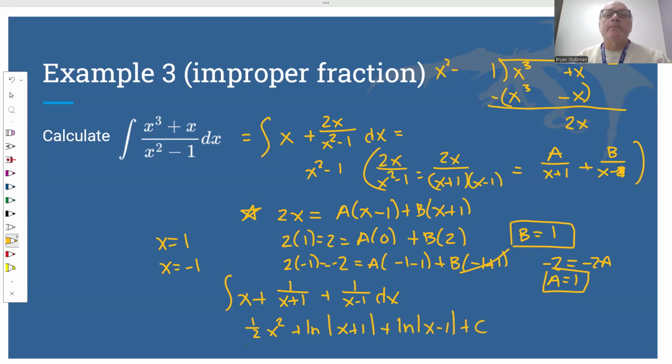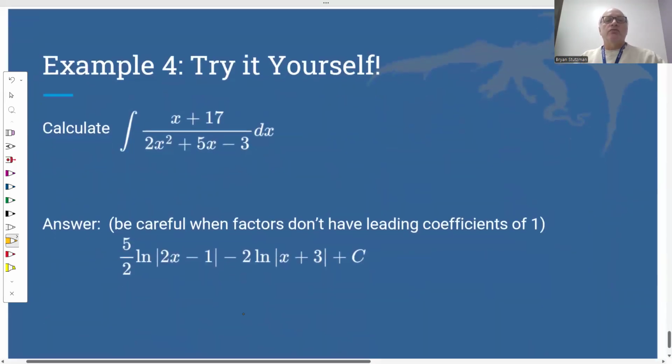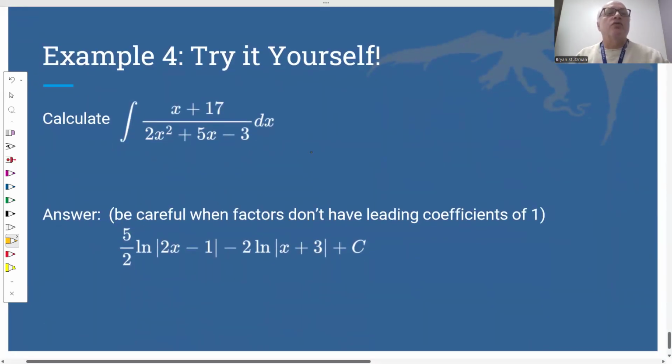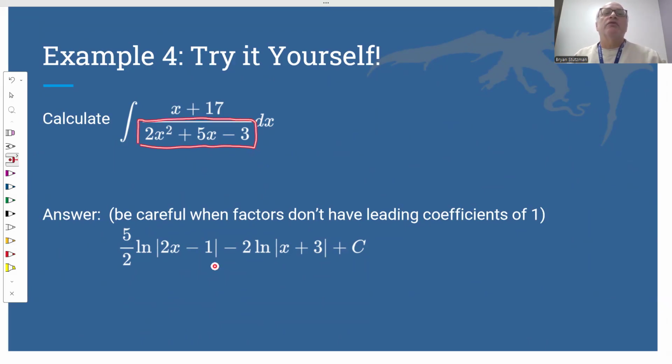I'm going to leave one for you to do. This one, it's a proper fraction, so we're not going to have to do long division, but you're going to have to find out first, you have to remember how to factor the denominator. So it's going to factor into 2x and x plus or minus something. And be careful when you find the antiderivatives, because for the antiderivative of something where the leading coefficient is not 1, you have to do some u substitution, and you should get this as your answer.